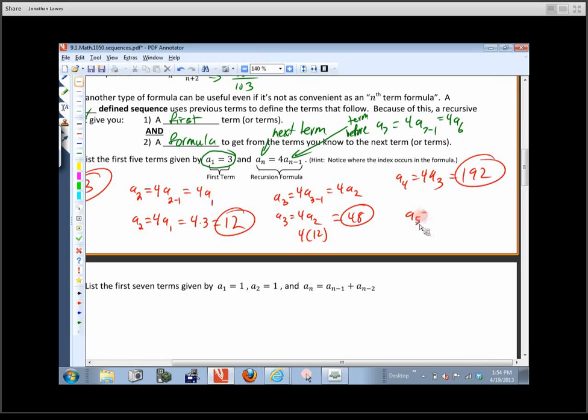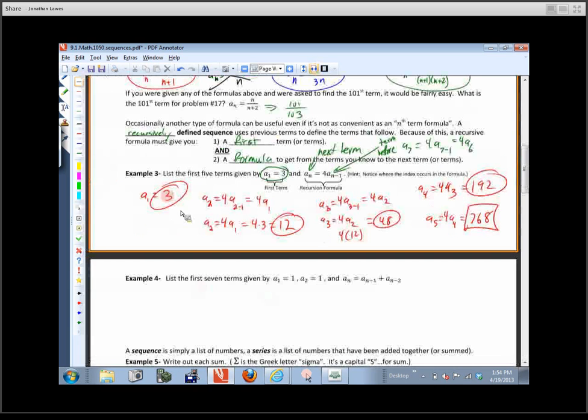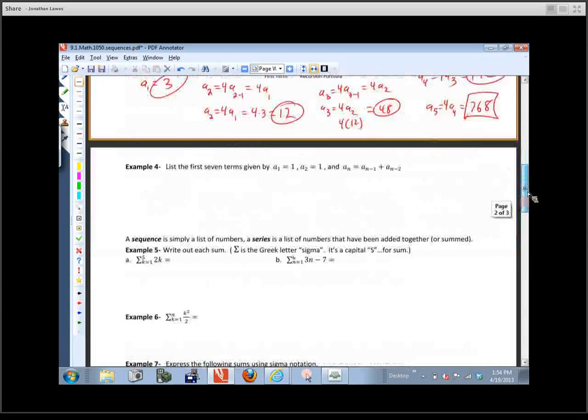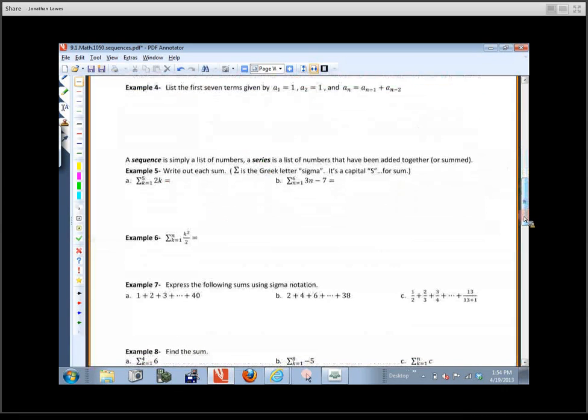And the fifth term would be 4 times the fourth term. So I'm going to do 4 times that. So that's going to give me, what do we say? 768. Okay? So there is the first term, the second term, the third term, the fourth term, and the fifth term. Okay? And again, that's called a recursively defined sequence. It's a formula that allows you to figure out the terms that follow written in terms of the ones that were before it.